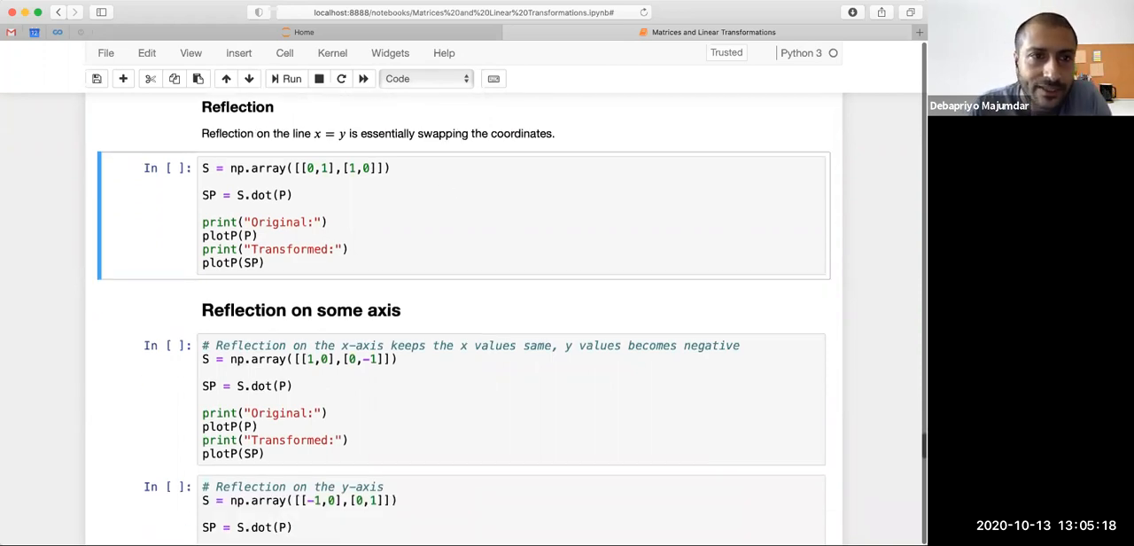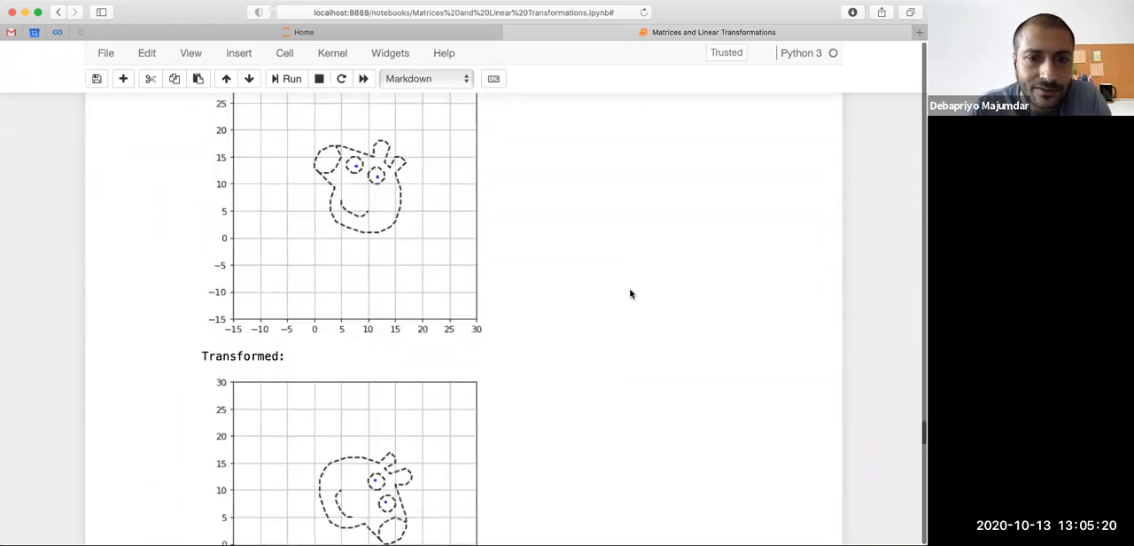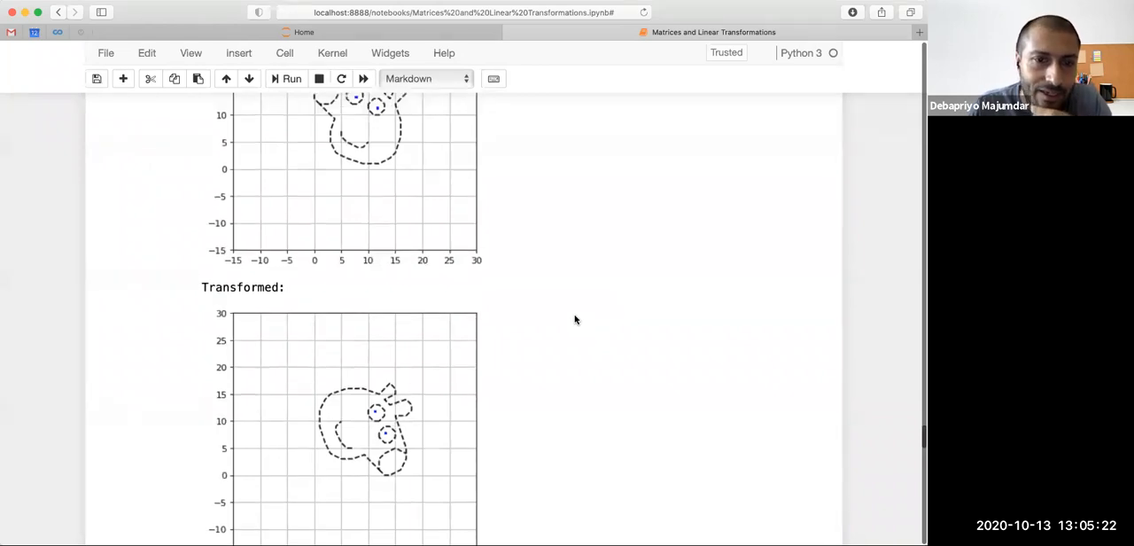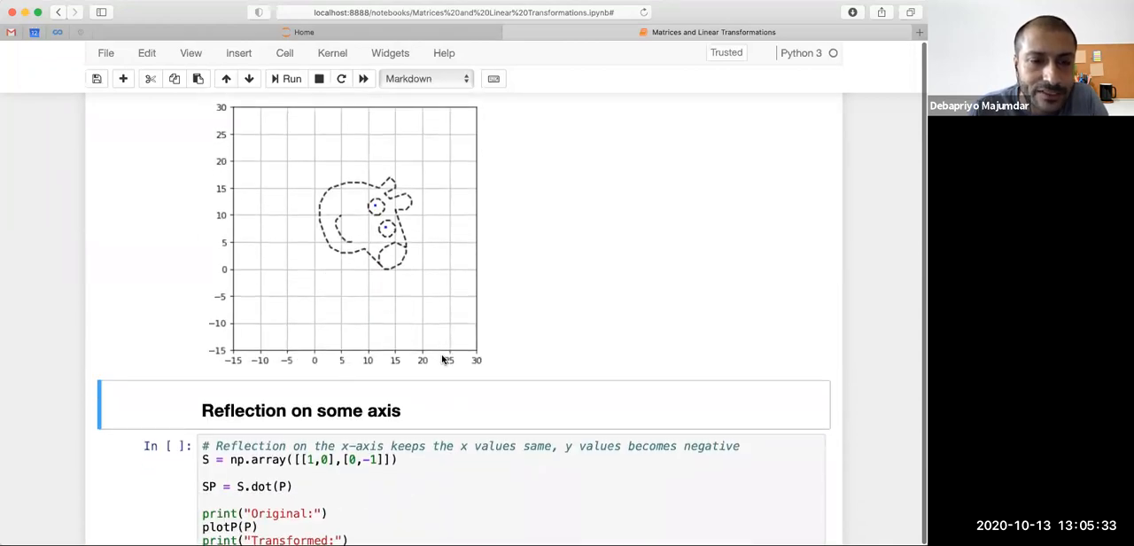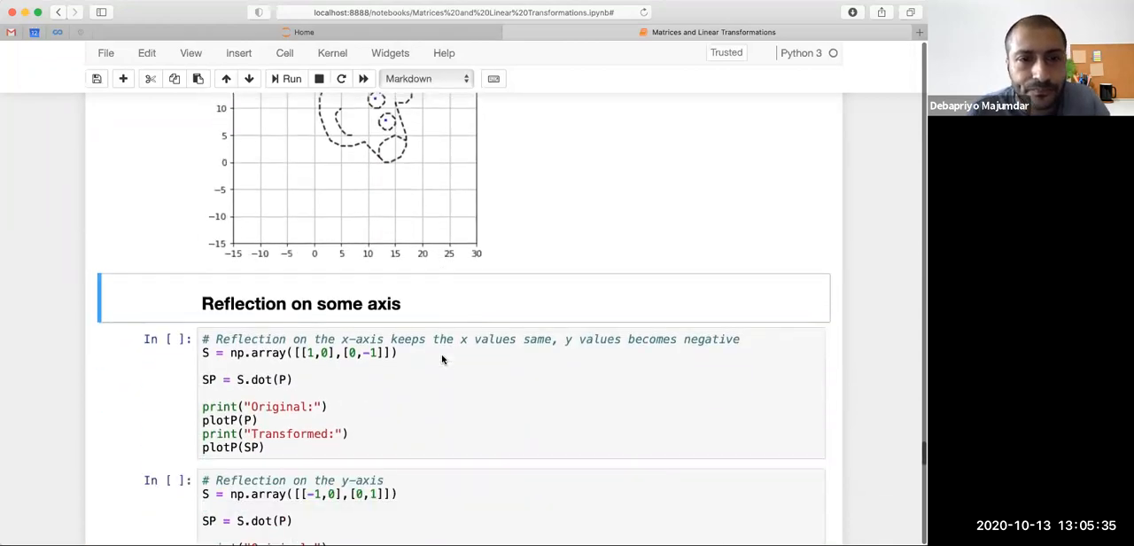Okay, so let's actually see. So this now simply becomes this. As you can see, this is a reflection on a slanted 45-degree line like this, right? So this is reflection, multiplication by 0 1 1 0.